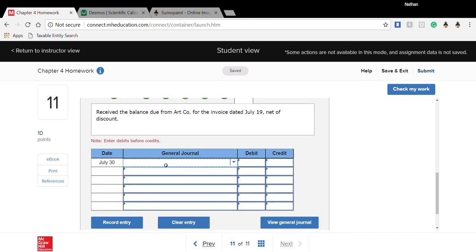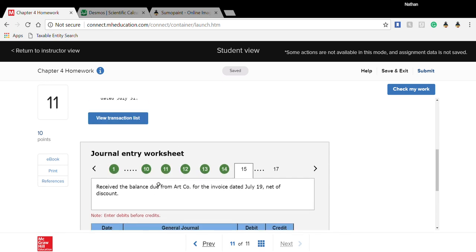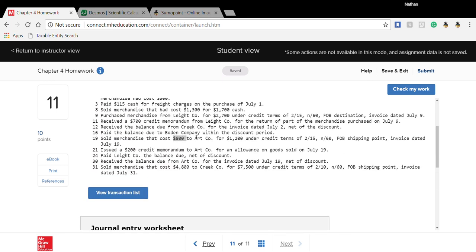So that means it's a credit. Again, this is net of discount. So since it's net of discount, they paid within the discount period, which is a little bit easy to see since it was on the 19th. They had 15 days. They paid way early.